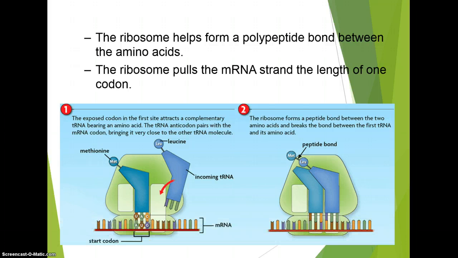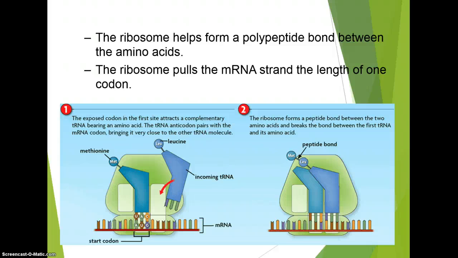The ribosome helps form a polypeptide bond between the amino acids. The ribosome pulls the mRNA strand the length of one codon. So that's just going to tell you, 3 nitrogen bases. And then it moves to another 3, and another 3, obviously, because it's going codon by codon.